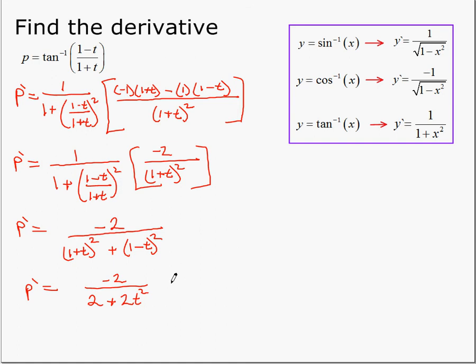Removing the common factor of 2 then can give us our fully simplified answer of minus 1 over 1 plus t squared. Now, here's the important part. Make sure you can get the calculus part. Great if you can get to this. If not, the minor simplifications are all that are really necessary.